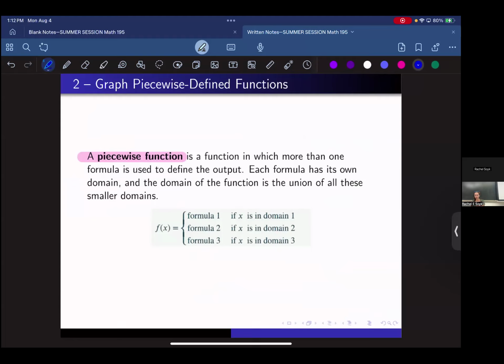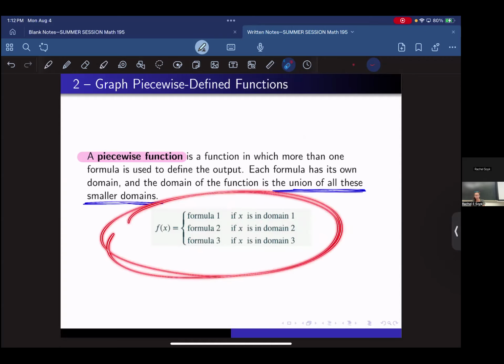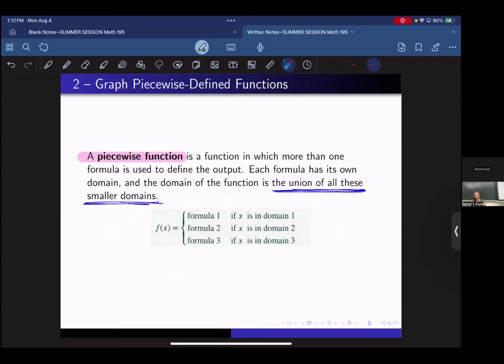We know that each function has its own domain, but the domain of the piecewise function is the union of all of them put together. So think about it as three separate functions, especially when you're asked to graph it and when you're identifying the domains. But then when you look at the function as a whole, when they're all pieced together, the domain is just the union of all of these.